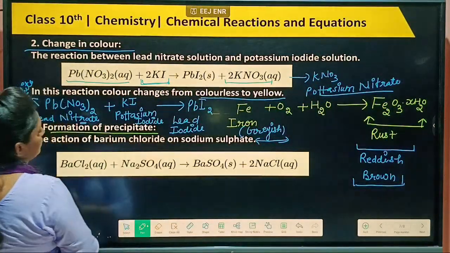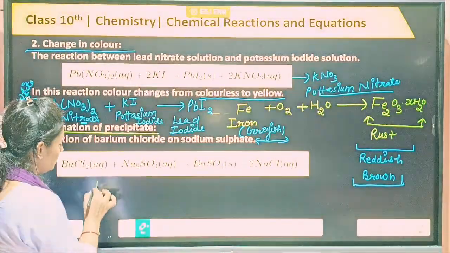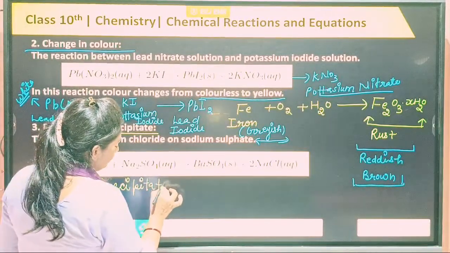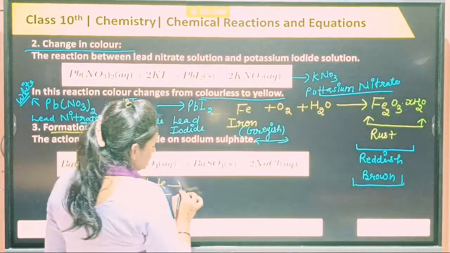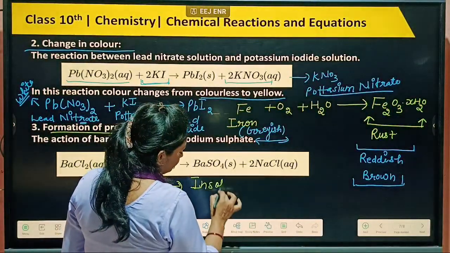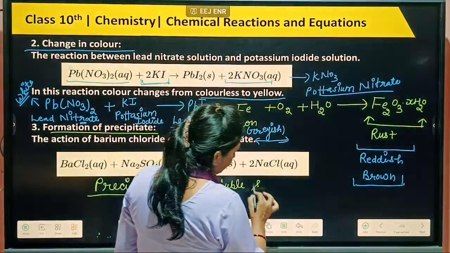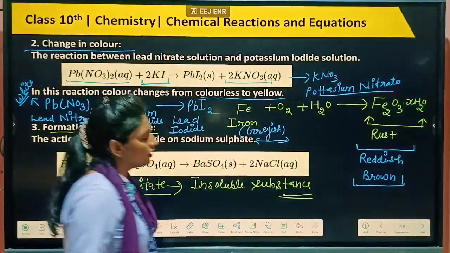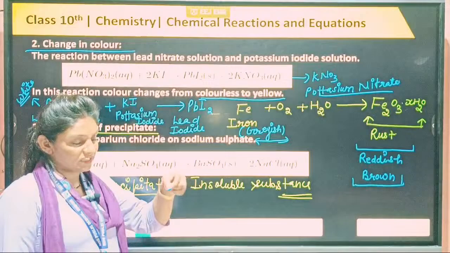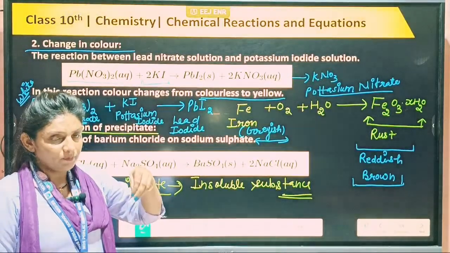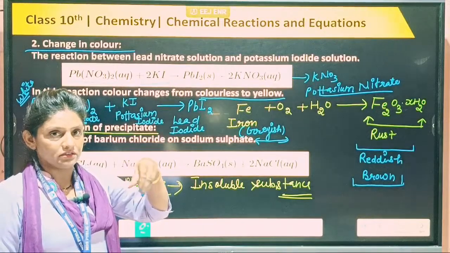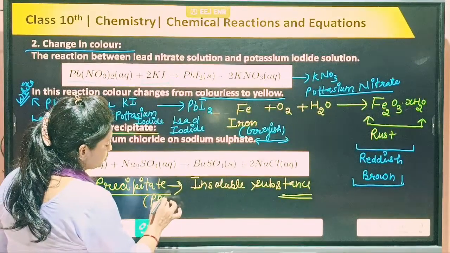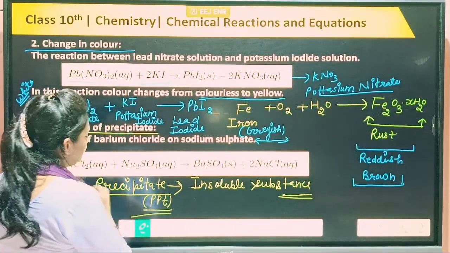formation of precipitate. What do you mean by the precipitate? Precipitate means insoluble substances. If during a chemical reaction we get some insoluble substances, some tiny solid particles, then these are known as the PPT, precipitate. We can write it this way also, PPT. This is the short form of the precipitate.